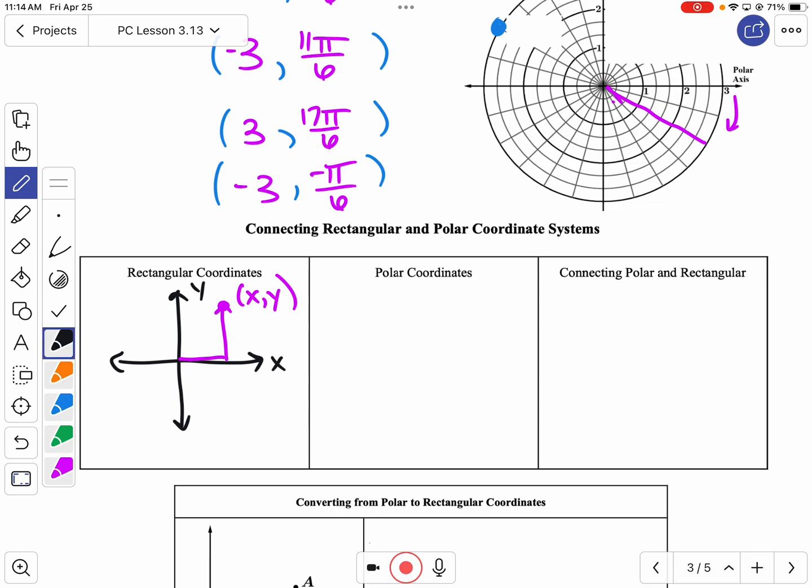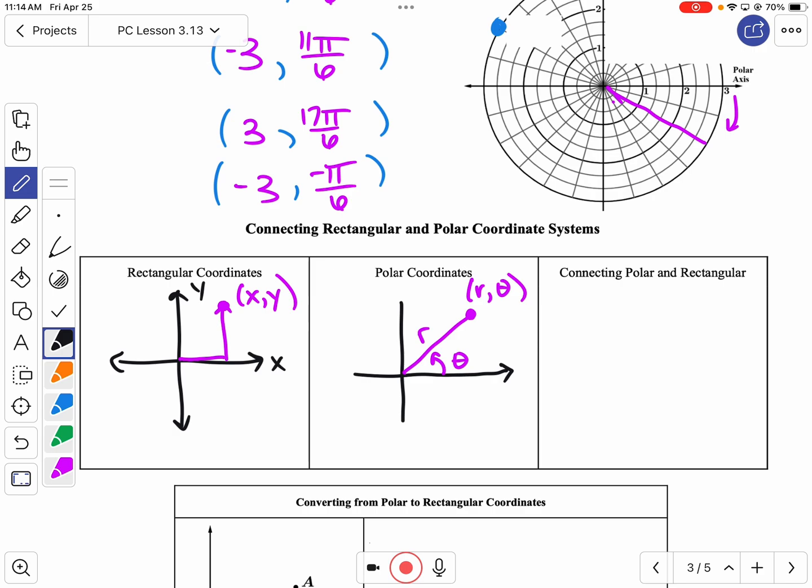In the polar coordinate system, we start with this polar axis. We have this pole or terminal ray, we have a theta, and we have our radius, which is r, and we have the ordered pair (r, theta). So what I want to do now is blend those two pictures together.